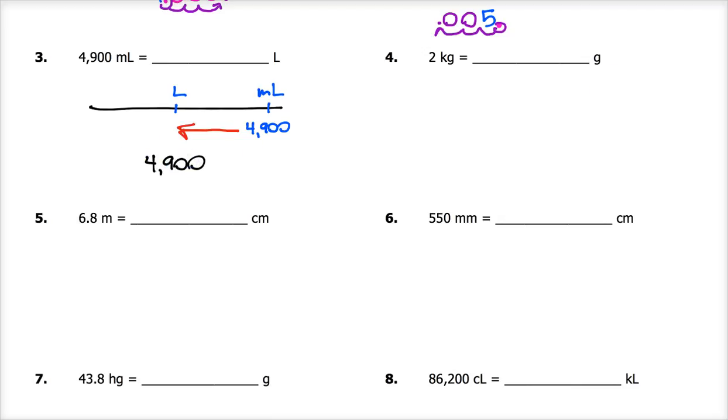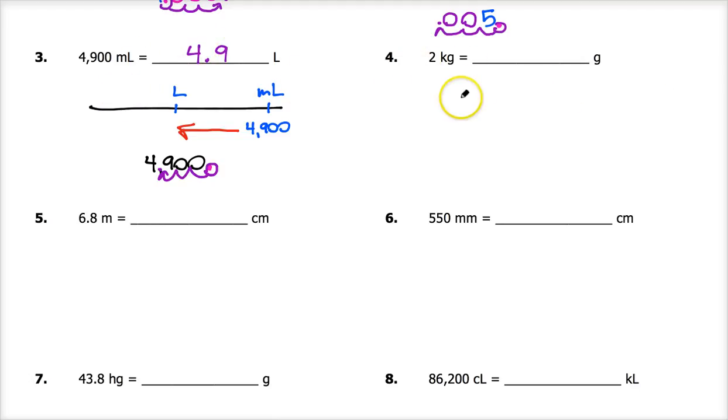So think about where the decimal point is in 4,900. It's here to the right of this 0. So moving this decimal point to the left by 3 spaces, 1, 2, 3, gives us the new decimal 4.9. So there are 4.9 liters in 4,900 milliliters.